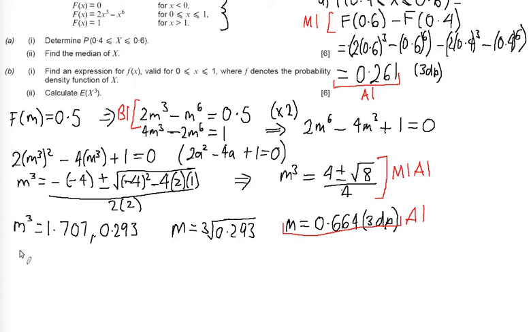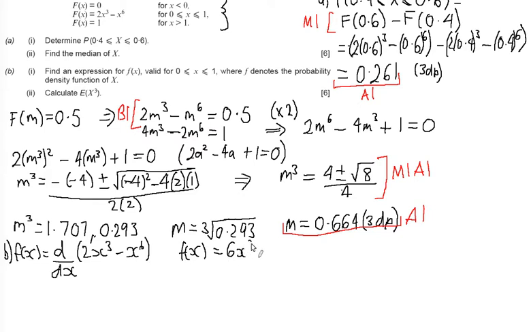In order to do this, f of x is obtained by differentiating the cumulative distribution function 2x cubed minus x to the power of 6. So this is part B, and so what we get is that little f of x is equal to 3 times 2, which is 6x squared, minus 6 times 1, which is 6x to the power of 5.